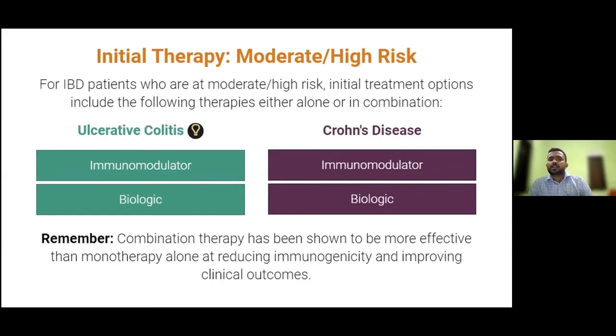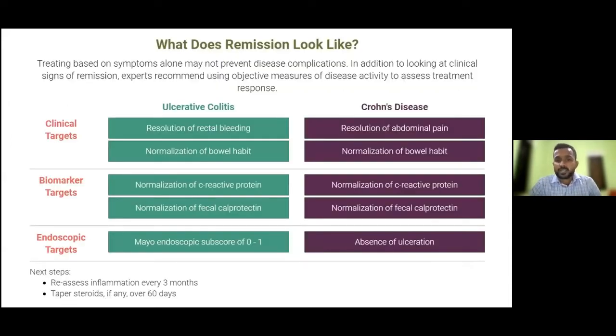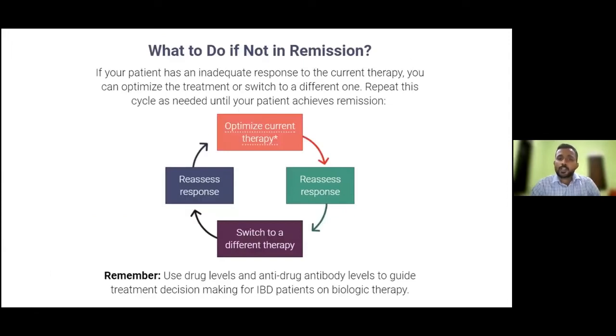And then we should assess for remission. So what does remission look like? There are clinical targets and biomarker targets and endoscopic targets. I'm not going into detail on this slide. So what should we do if the patient is not in remission? Then we should optimize current therapy. To optimize current therapy, therapeutic drug monitoring is needed, but unfortunately in our country, we don't have this facility.